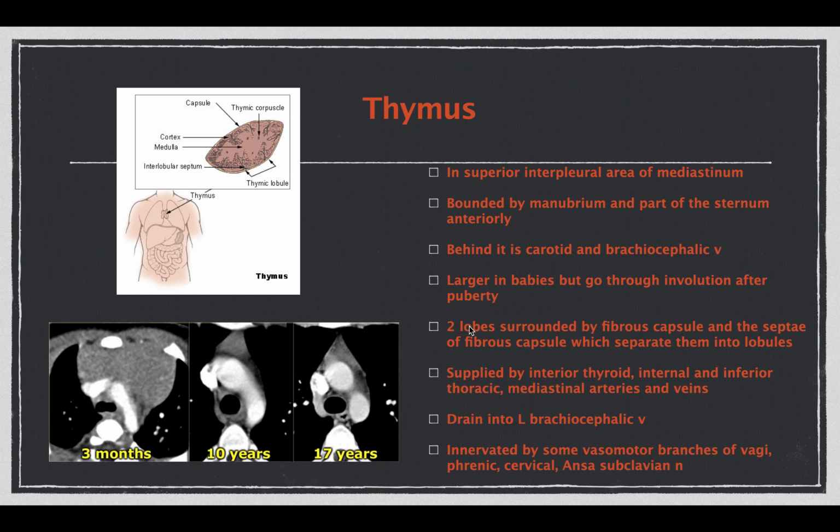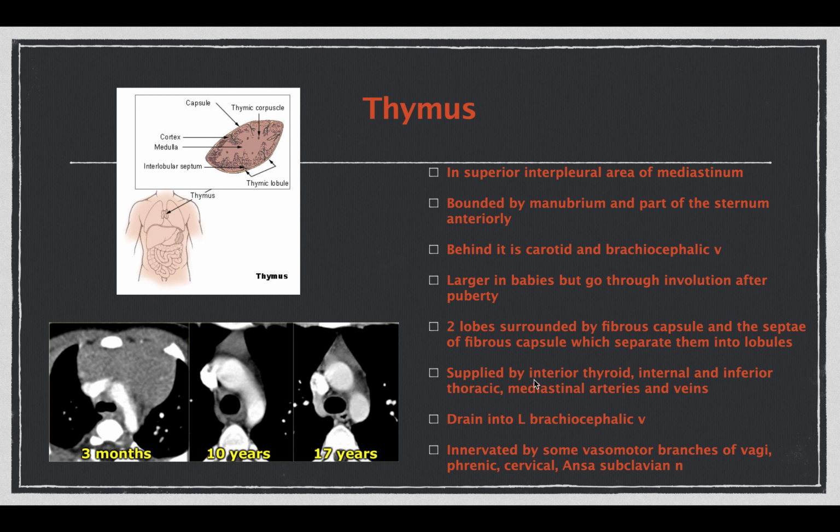Eventually the thymus doesn't go away completely, but through involution, it is eventually replaced by adipose tissue. So this is a child at 3 months. Look how gigantic this thymus is. And then after 10 years, it becomes more filled with adipose tissue, and it shrinks. And then after 17 years, it gets even smaller.